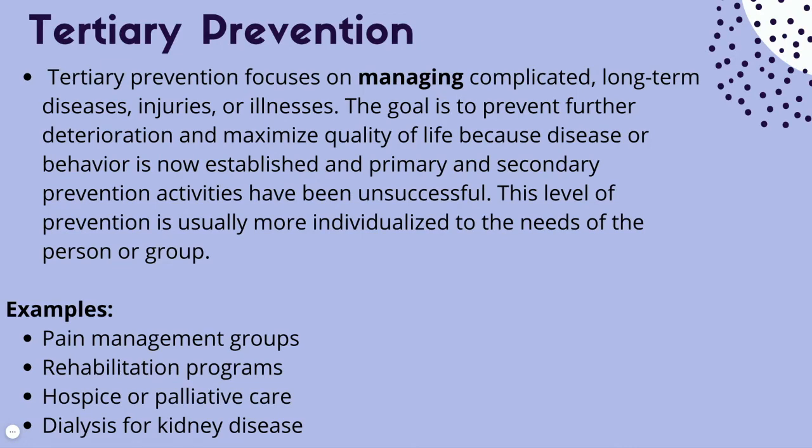So here at tertiary, like I talked about before, it's usually a bit more individualized, right? So with primary, remember, it was targeted at the general population. Secondary, there's still some things we can do. But at the tertiary level, it's definitely more individualized because people are going to have complex needs that we need to address. So some examples of tertiary prevention would be pain management groups.